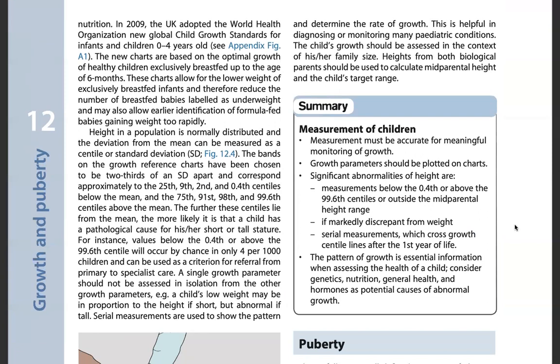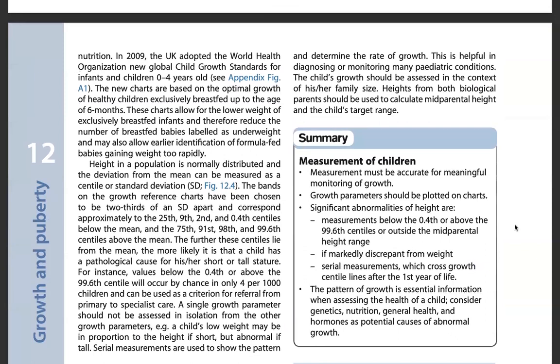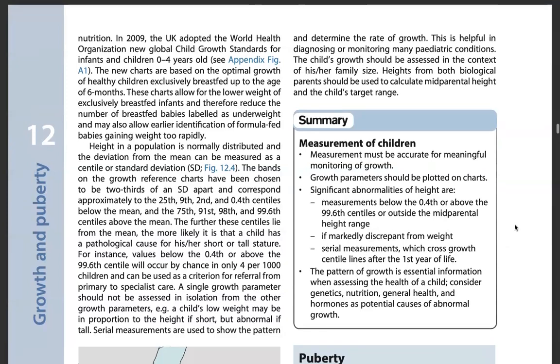Serial measurements are used to show the pattern and determine the rate of growth. This is helpful in diagnosing or monitoring many pediatric conditions. The child's growth should be assessed in the context of his or her family size. Heights from both biological parents should be used to calculate mid-parental height and the child's target range.